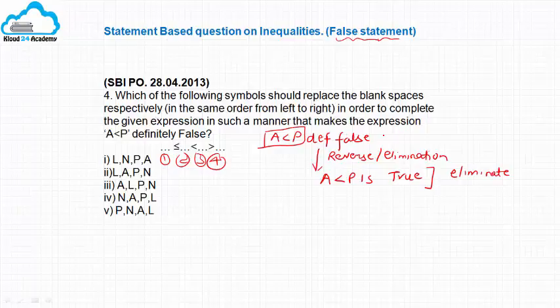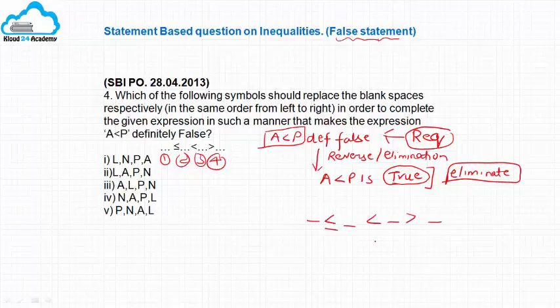What do we want? This is what we want. This is our requirement. A less than p is definitely false. What are we doing? We are finding a less than p true and then we will eliminate it. So I hope it is clear what we are doing. Let's find the cases in which a less than p is true. I'm going to rewrite the expression here.